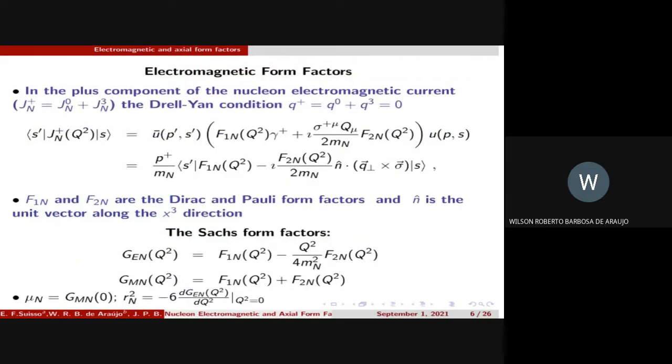The electromagnetic form factor is obtained from the plus electromagnetic current, written in light front coordinates with the Drell-Yan condition. F1 and F2 are the Dirac and Pauli form factors respectively. The nucleon electric and magnetic form factors are obtained from the Sachs form factors written here, and the nucleon magnetic moment and square radius are obtained from square momentum transfer equal to 0.